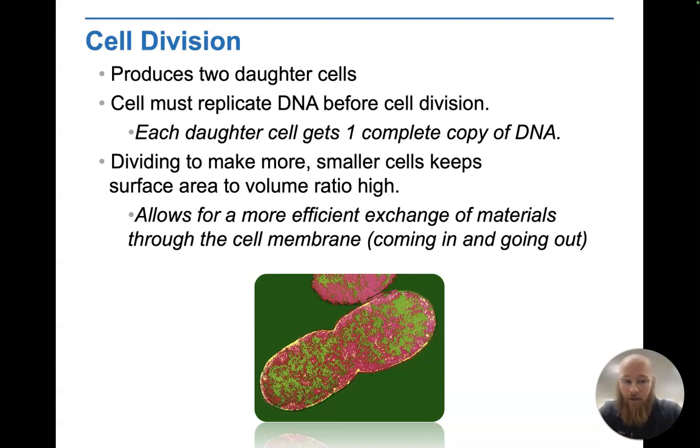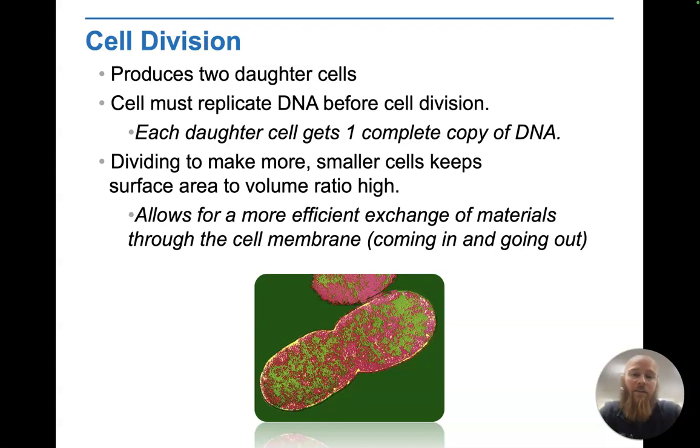And so the process of cell division, what we're doing is we're taking one cell and we're producing two daughter cells. And so cells are going to have to replicate their DNA, right? We have to have all the information necessary in the two new cells. So that's going to be an important part of the process. This is basically saying that each daughter cell gets a complete copy of the DNA. They get their own library.